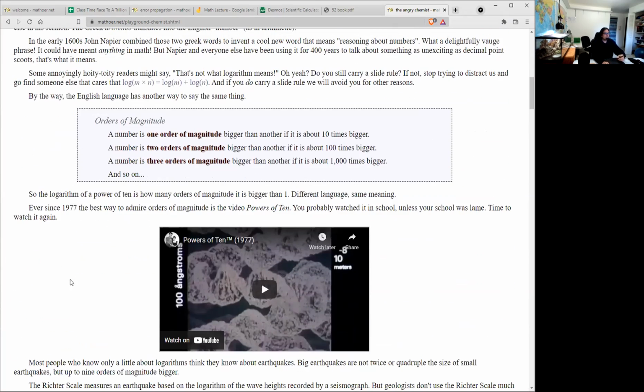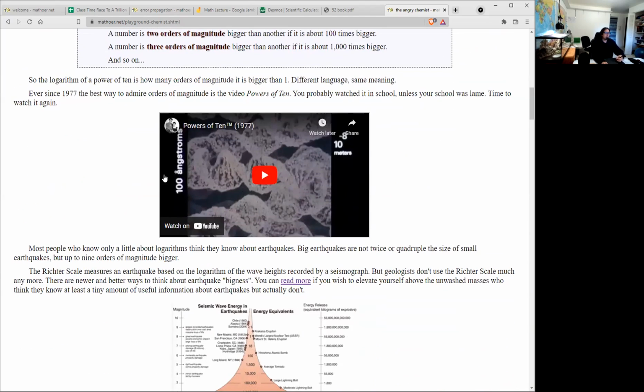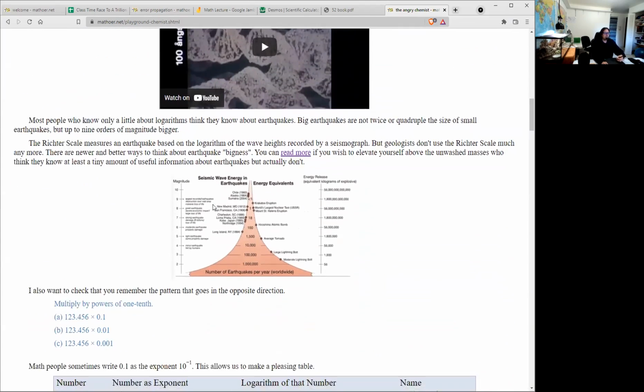We'll also in English use the phrase an order of magnitude. 1 order of magnitude means times 10 bigger. 2 orders of magnitude means times 10 squared, right? Times 100 bigger, and so on. If you haven't seen the Powers of 10 video, you should do that.